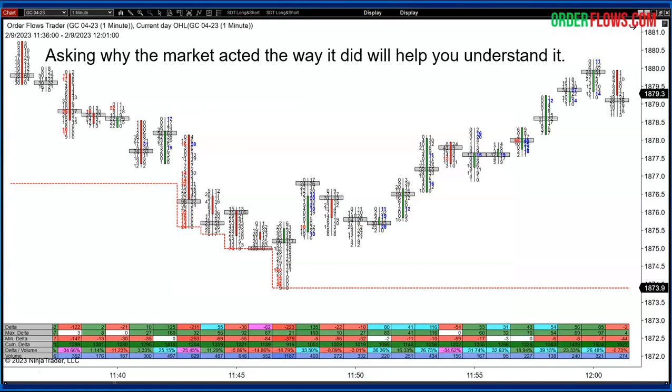And in the markets, it's the same thing. Asking why the market acted the way it did is going to help you understand it, right? Earlier I had talked about traders always looking for an easy answer. Well, the market sold off because, Putin.